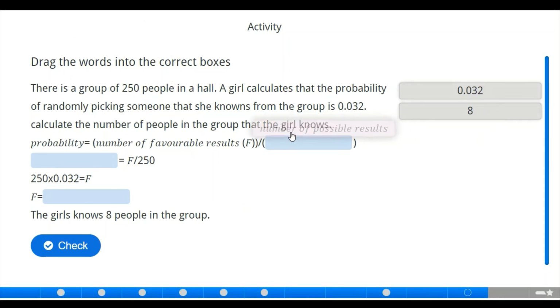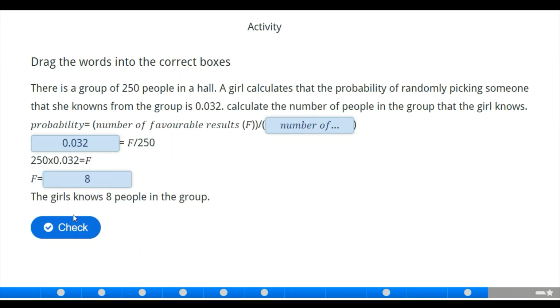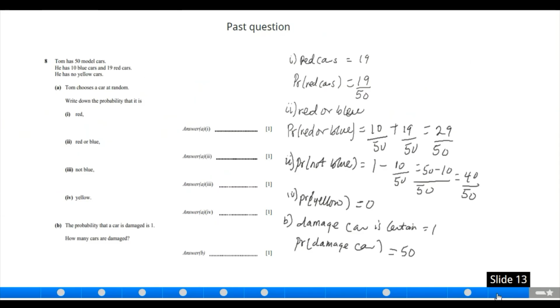So the probability is the number of favorable results over the number of possible results, and 0.032 is the probability of the actual number of people that she knows in the class. And by the time you cross multiply, the number of people that the girl knows is 8. Okay, so let's check our arrangement. Let's look at the past question that we have here.